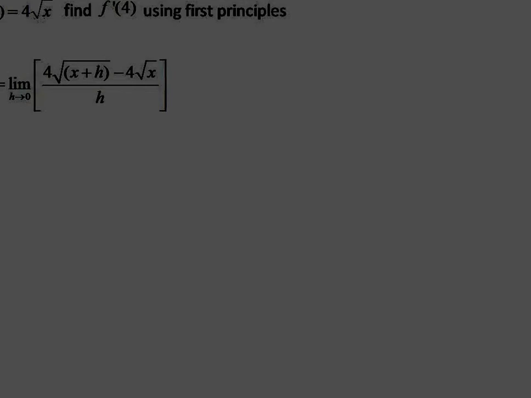In this case we have 4 multiplied by the square root of x, which is the same thing as 4 multiplied by x to the power of a half. And again we need to find the slope at a particular point. So we start by substituting in the function into the original formula.